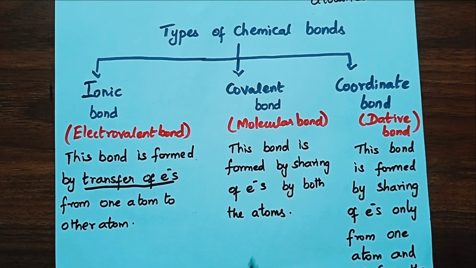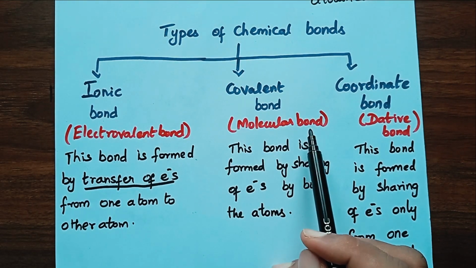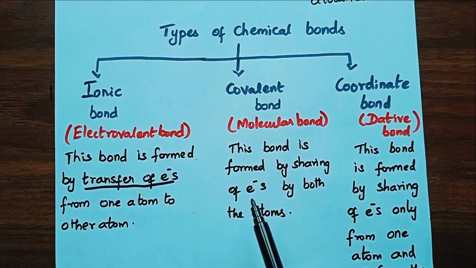Whereas the covalent bond is also called as molecular bond, and this bond is formed by sharing of electrons by both the atoms. Both the atoms will share their electrons to form a covalent bond.